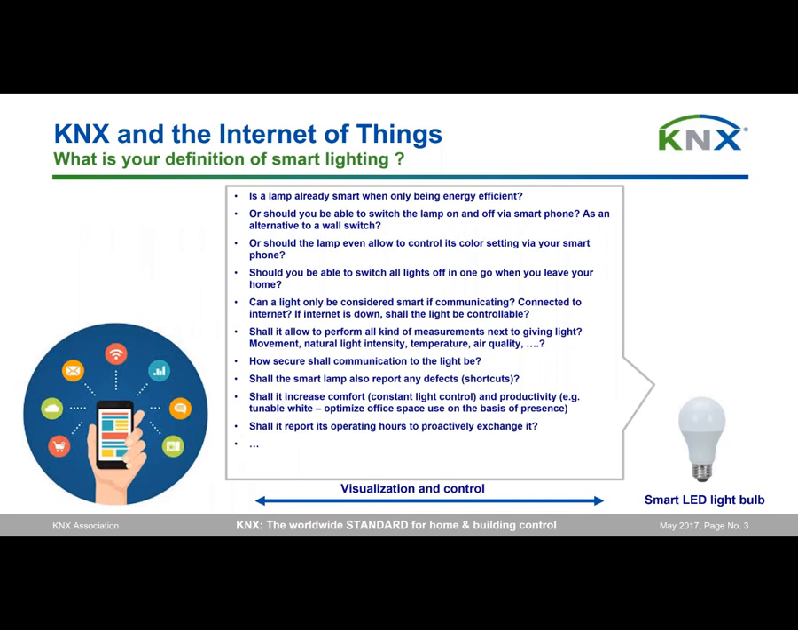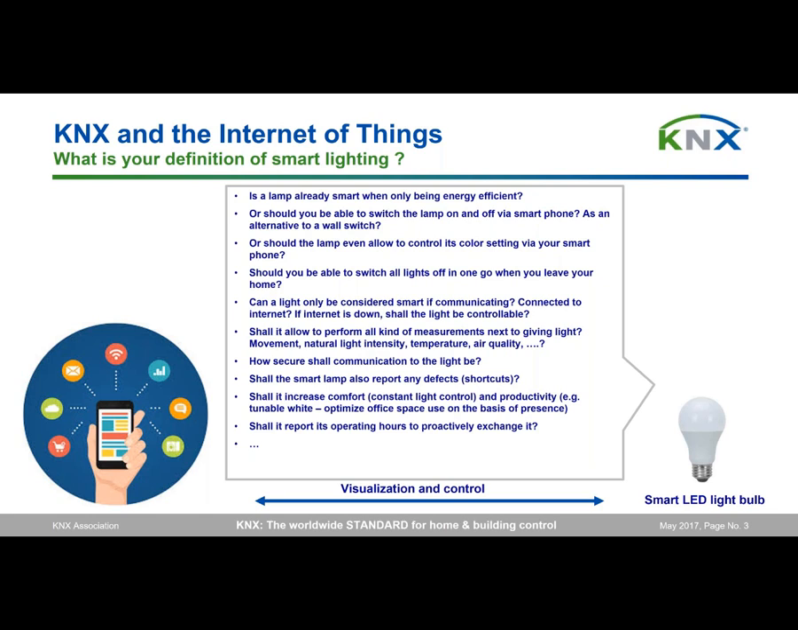And first of all, I would like to ask, what is your possible definition of smart lighting? Is a lamp already smart enough for you as a user if it is just energy efficient? So a smart LED light bulb, is this already your definition of smart lighting? Or should you be able to switch the lamp on and off via your smartphone as an alternative to switching it on with a wall switch?